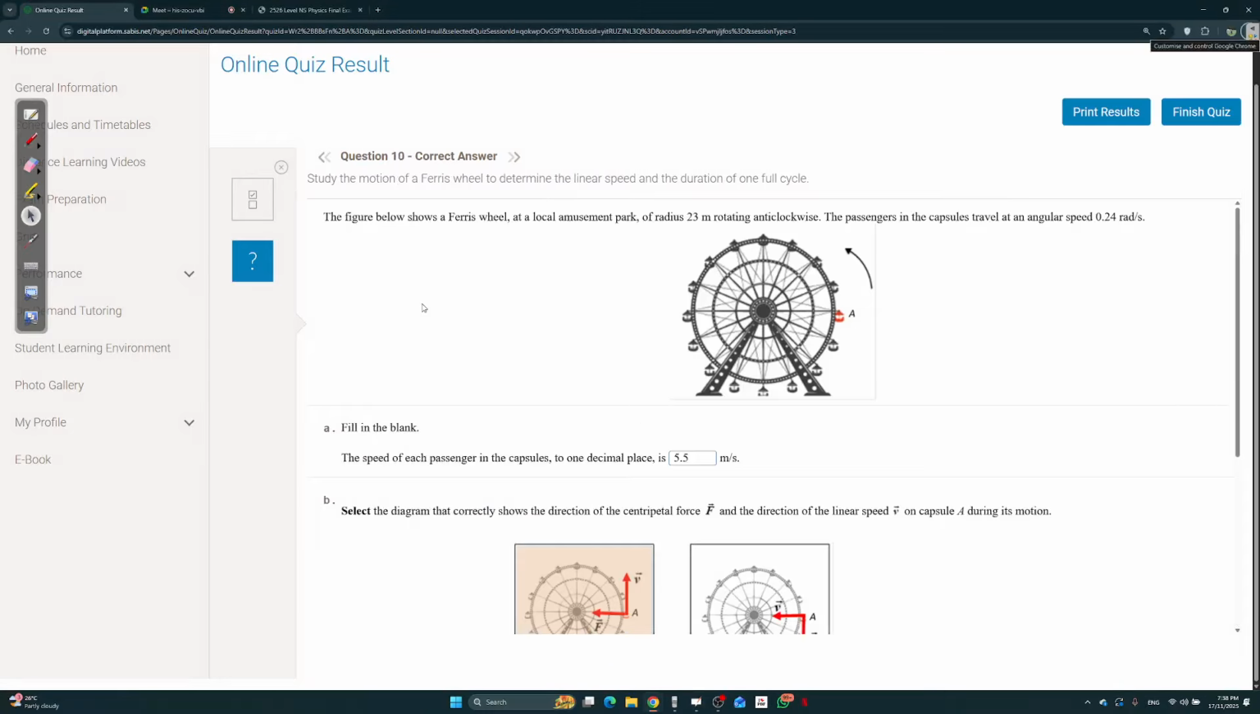Alright, over here the figure below shows a Ferris wheel at a local amusement park of radius 23 meters rotating anti-clockwise. The passengers travel at an angular speed 0.24. What's angular speed? That's omega, that's w. The speed of each passenger. When they say speed, they're basically asking for v. We have r and we have omega. How can we find speed? What's the formula? V is equal to r w. So it's going to be 23 times 0.24, and that gets you 5.5.